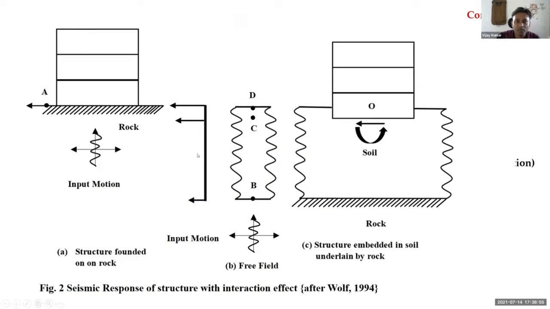So this is one pictorial diagram where we can understand why this SSI is more beneficial. The first structure is placed on the rocky strata, and again the same structure is placed on the soft soil.